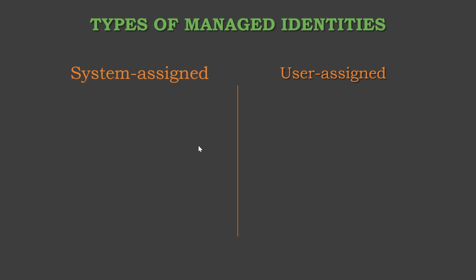Now let's understand what are the different types of managed identity. We have two different types of managed identity. One is the system assigned identity and the second one is the user assigned identity. Now let's look at the system assigned identity.